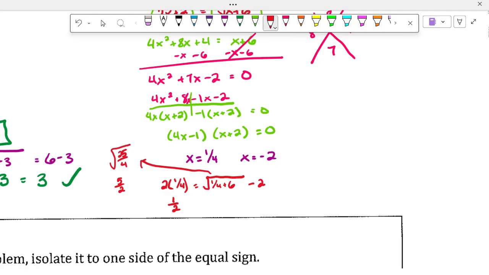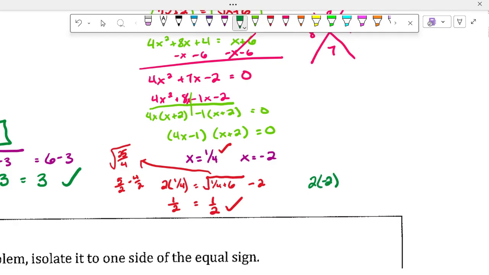You could, but you still have to deal with fractions. And then 5/2 minus 2. So that means I'm subtracting 4 over 2. So what's 5/2 minus 4/2? 1/2. So is it true that 1/2 equals 1/2? Yes. So x equals 1/4 works. Now I've got to check -2.